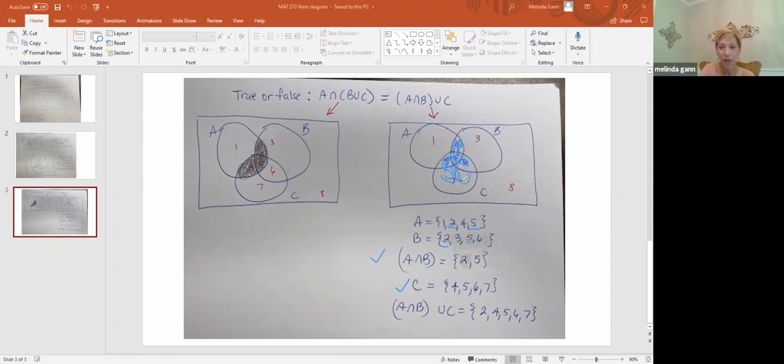Now, look at your 2 shadings. Does this shading look like this shading? No. So this would be false. These 2 things are not alike. So the order that I do things matters when I'm doing sets. If I change the order, I'm probably going to change the answer.